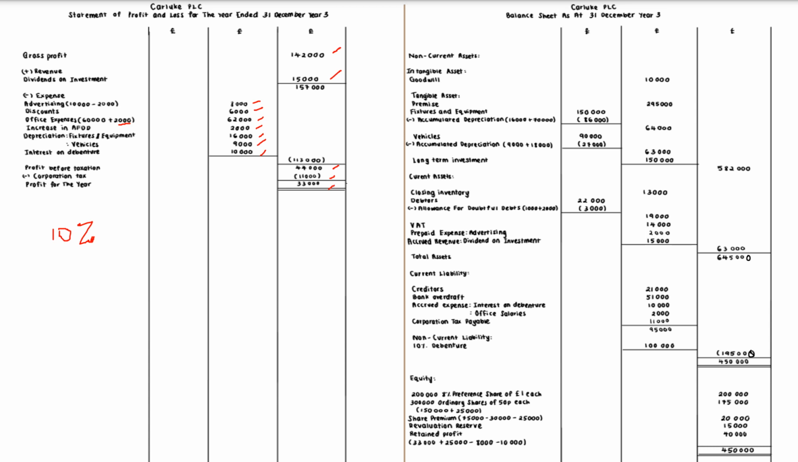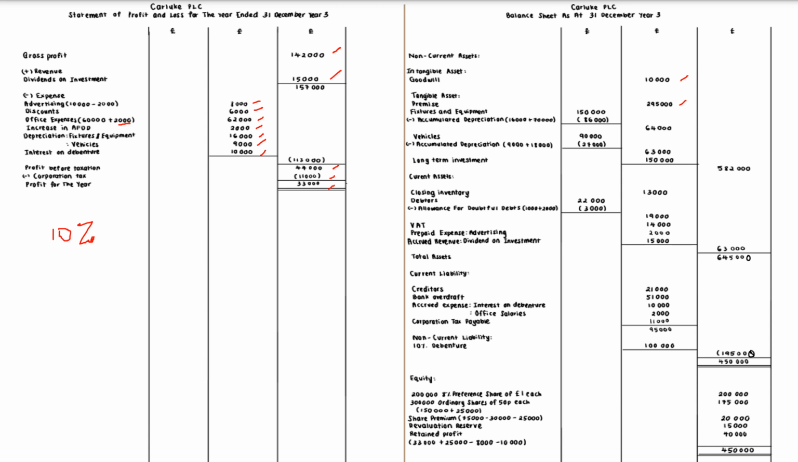Okay, next is balance sheet. So in your balance sheet, you have your non-current assets, you have your goodwill, 10,000. Intangible, that's an intangible asset. Tangible asset will include your premises, your fixtures and equipment, and your vehicles. So fixtures and equipment and vehicles, you have to minus out the accumulated depreciation.